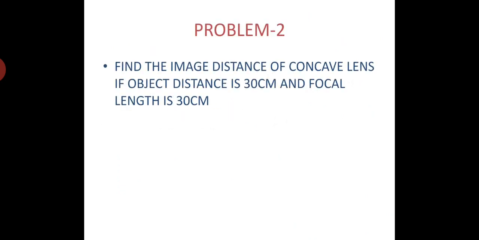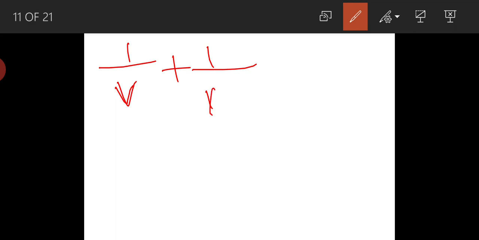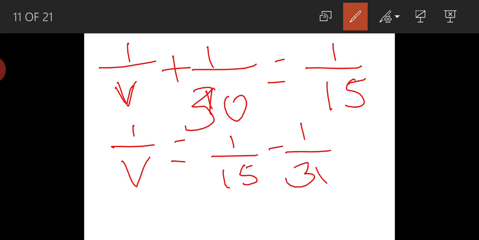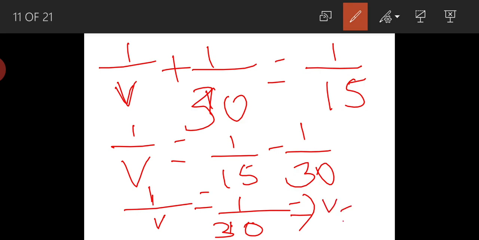So 1 by v plus 1 by u, u is given as 30 centimeters, is equal to 1 by f, f is 15 centimeters. So 1 by v is equal to 1 by 15 minus 1 by 30. From this, if you take LCM and simplify, you will get 1 by v is equal to 1 by 30. So from this you will get v is equal to 30 centimeters. So the image distance will be at a distance of 30 centimeters.